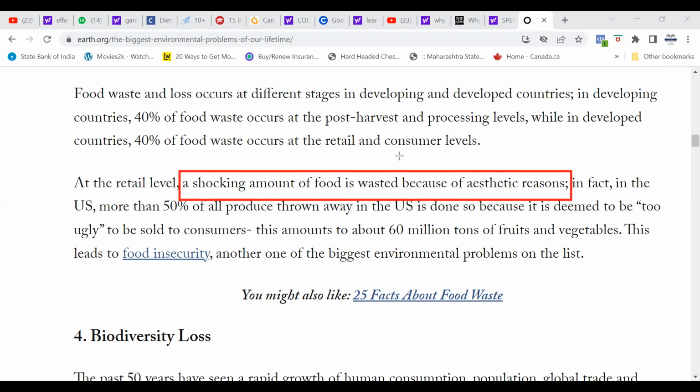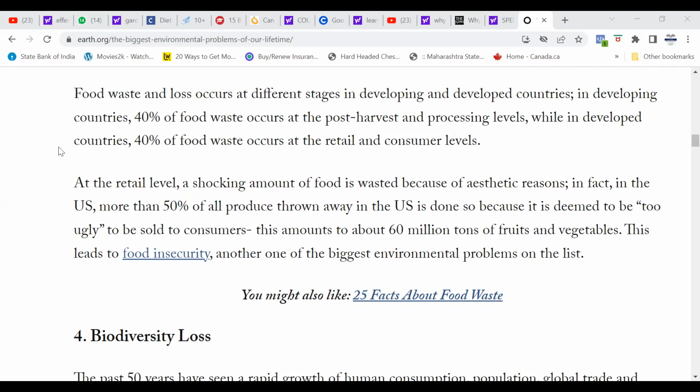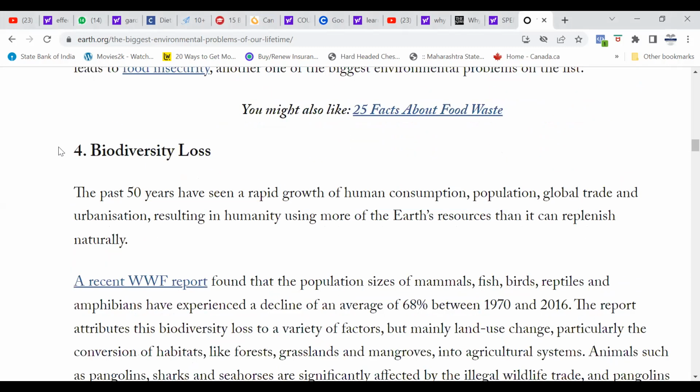Are you with me? Yes. If you read this one article, I guess you're going to write some amazing structures. You see, the past 50 years have seen rapid growth. Drastic growth, rapid growth, drastic decline, rapid decline, you can use these. Of human consumption, population, global trade.